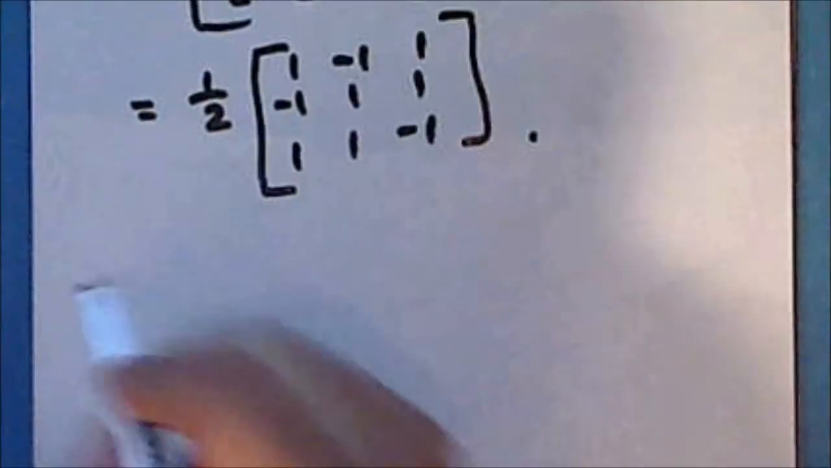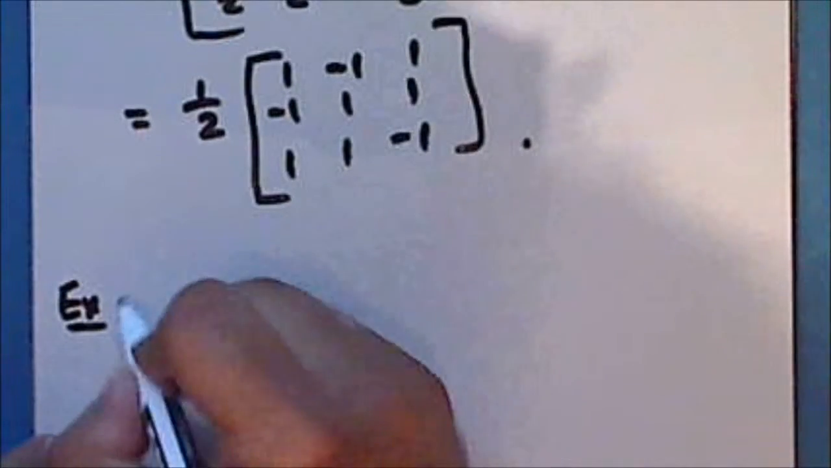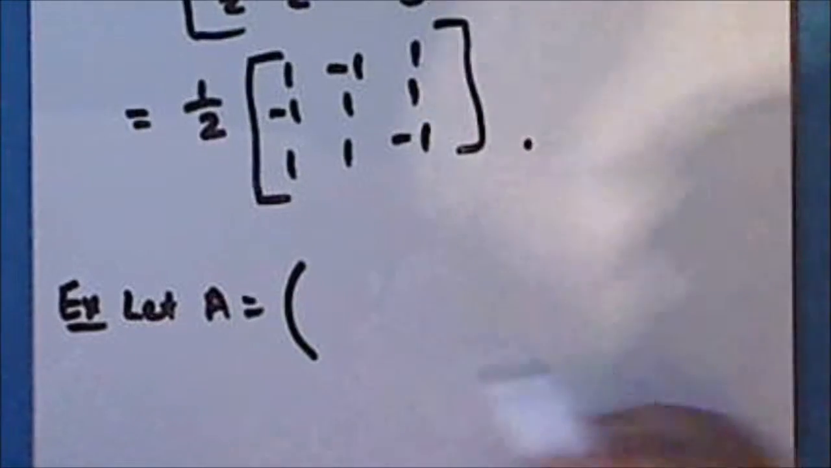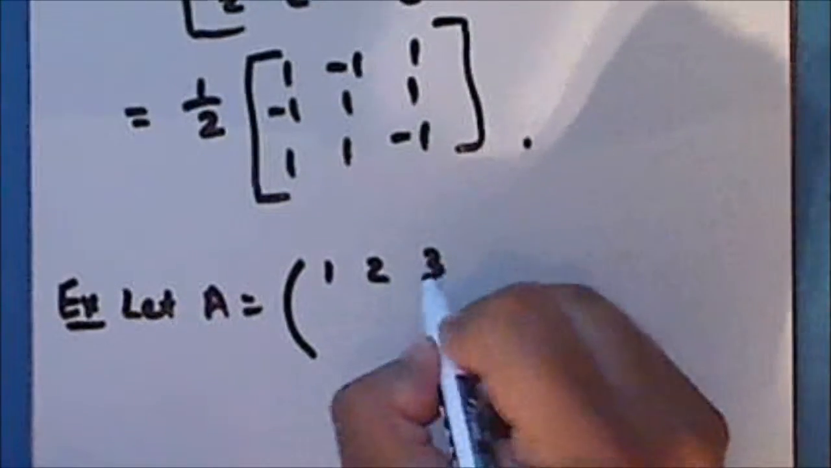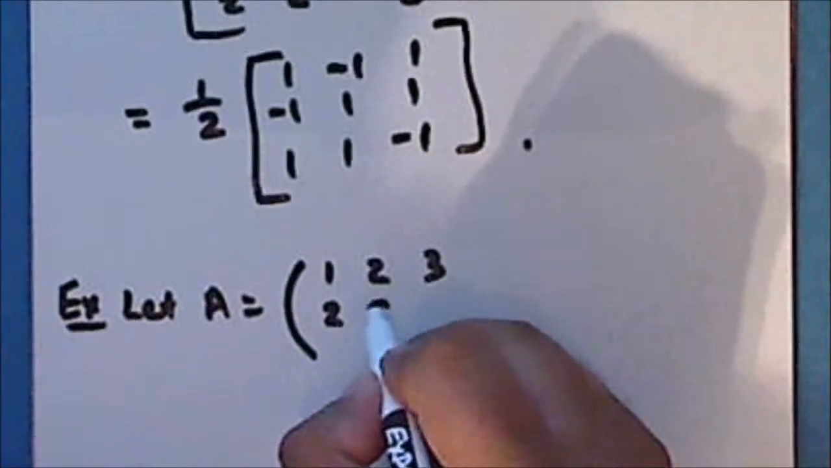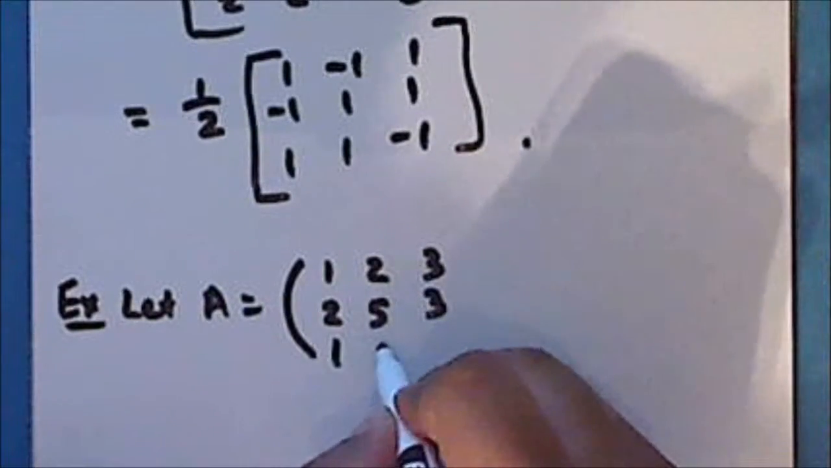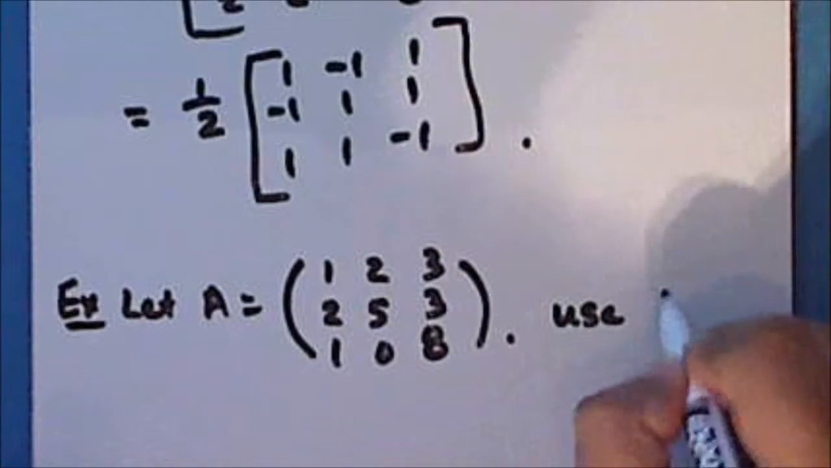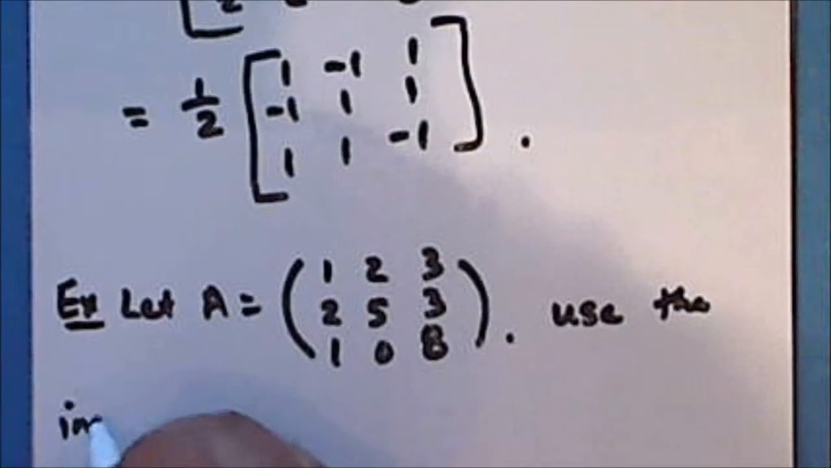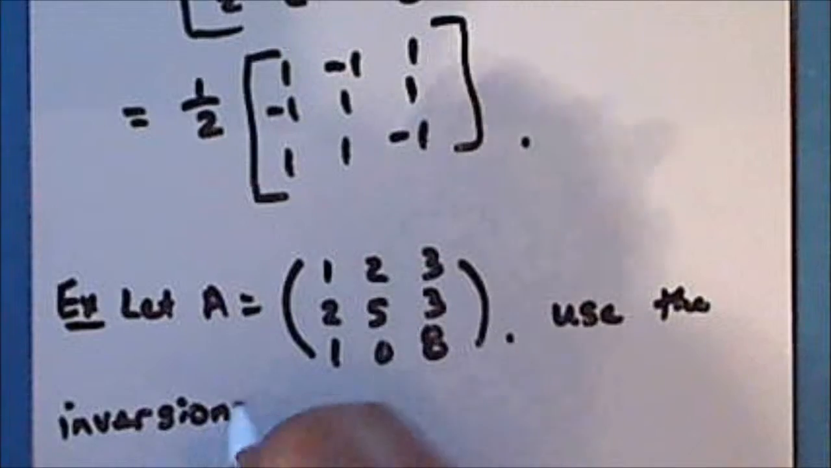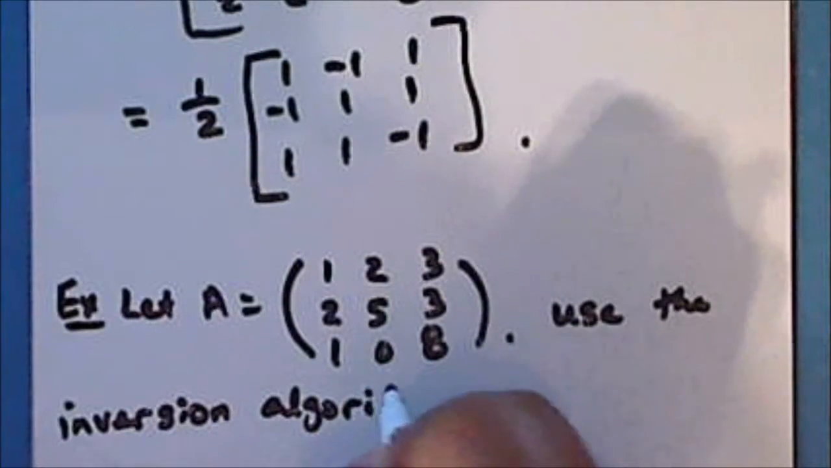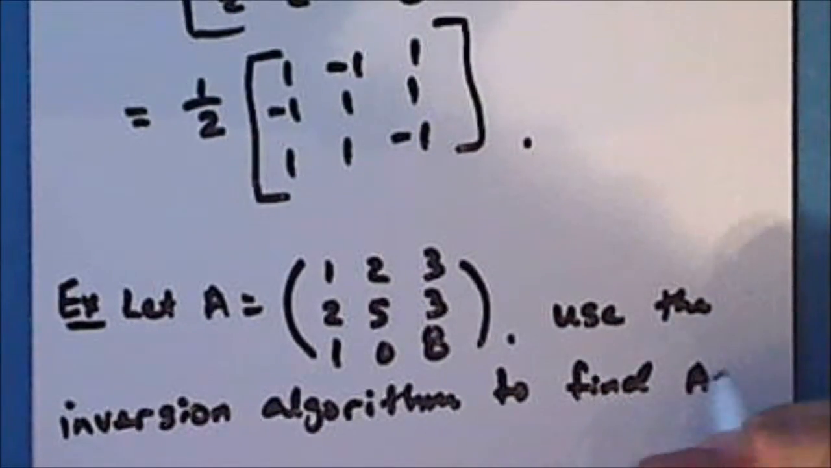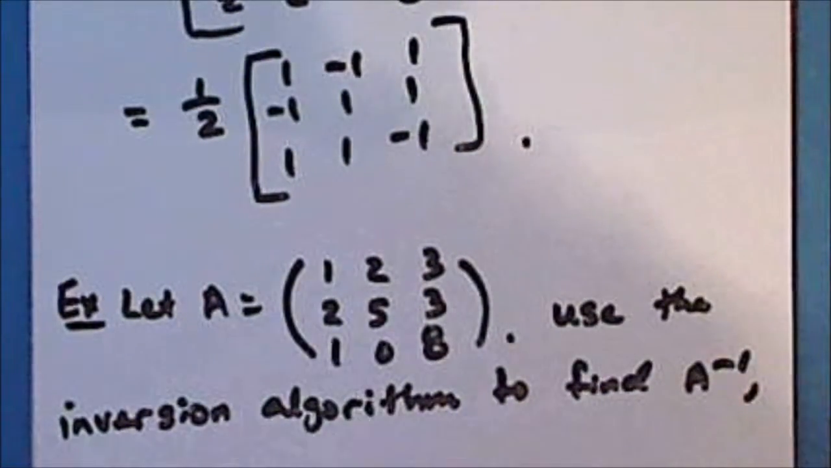So as an exercise, let A be the 3 by 3 matrix with rows 1, 2, 3; 2, 5, 3; 1, 0, 8. Use the inversion algorithm to find the inverse of A if it exists.